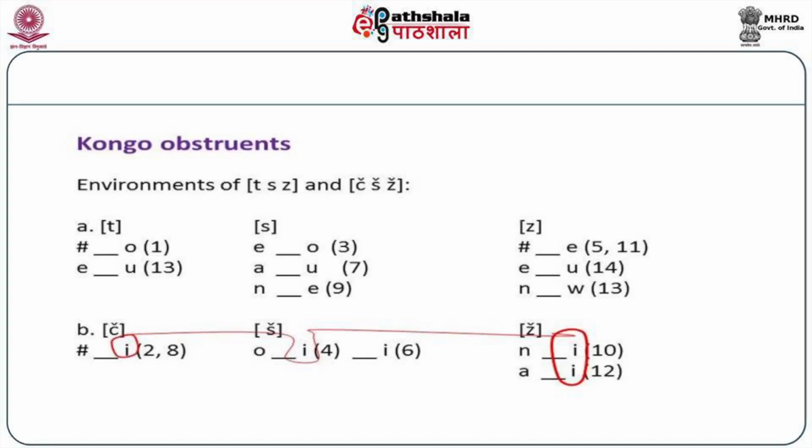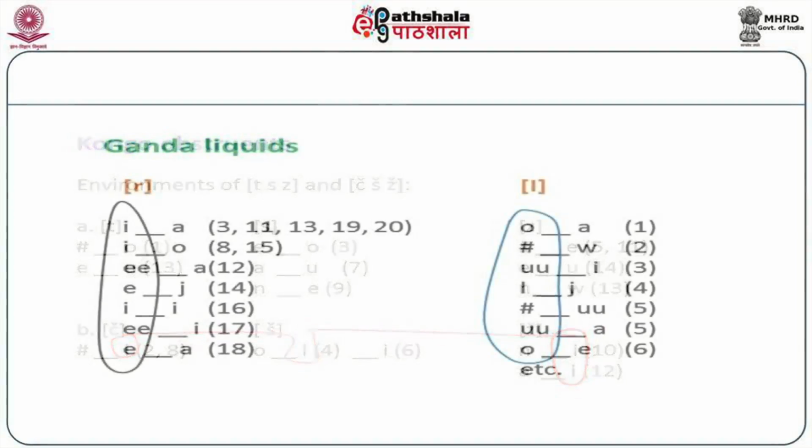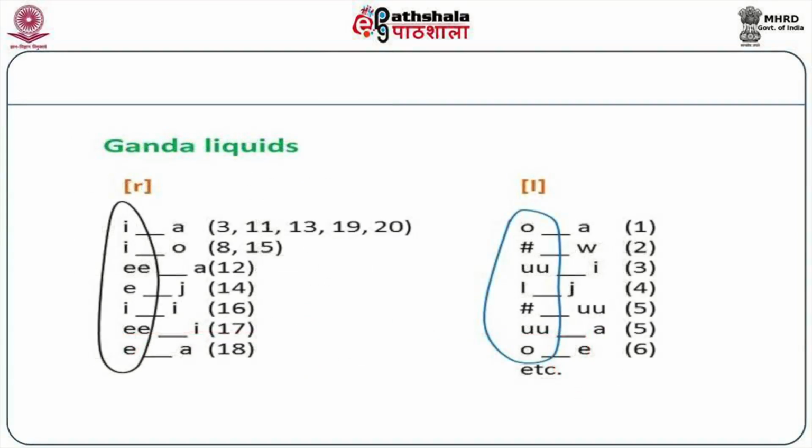These second set of the obstruents are ch, sh, and zh. Their environments are also listed, just as the environments of t, s, z are listed. Take a look at them and see if they occur in complementary distribution. We next take a look at the Ganda liquids. The distribution of the liquids r and l are also given here. Consider them. What do we notice in these two data sets?